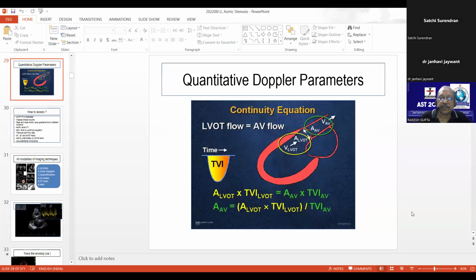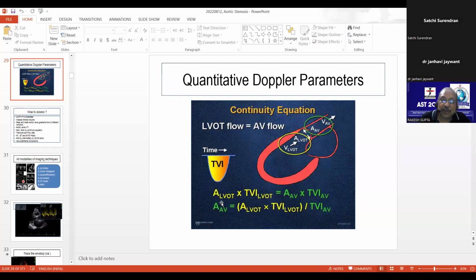Can you see the image? Yes, sir. Okay. It's the same image which I showed you a few minutes back. Here is the LVOT diameter. Here is the LVOT VTI. So what does it say? Area at LVOT, the diameter was 1.6.